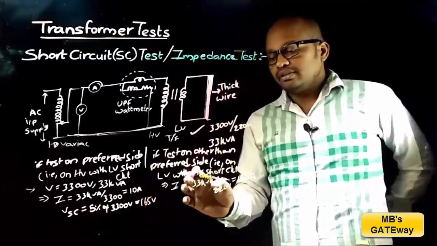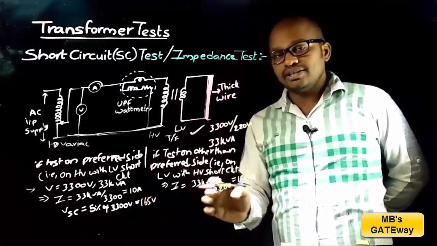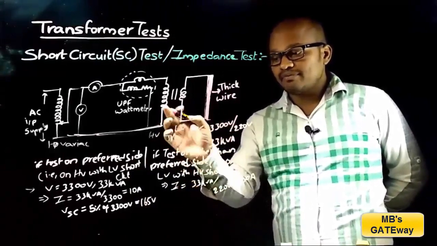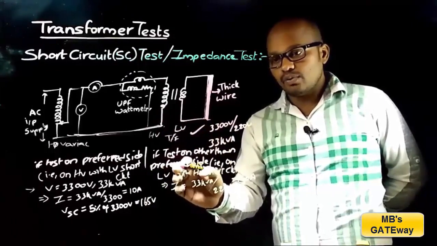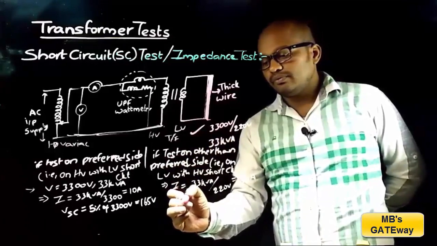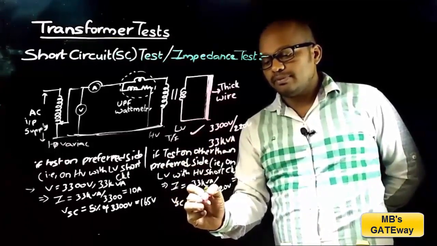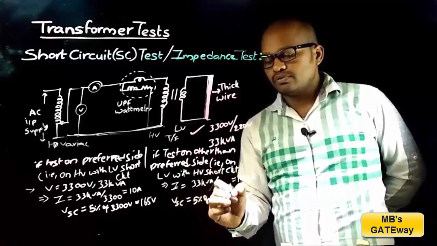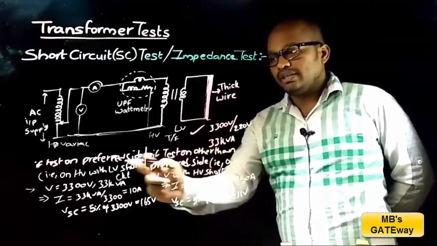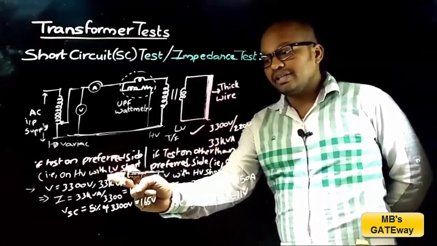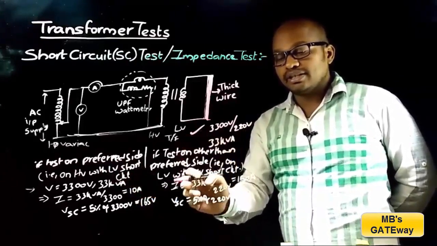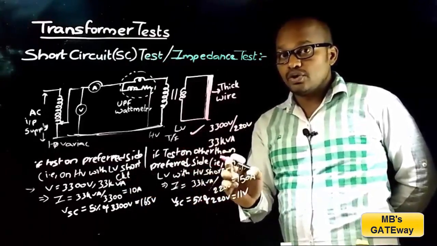And come to this case, here the rated current is 150 amperes, and this rated current is obtained at 4 to 5% of the rated voltage. And here as the test is performed on LV side, so the rated LV side voltage is 220 volts. So Vs is equal to 5% of 220 volts, which is equal to 11 volts. Now compare these two. If the test is performed on preferred side, the rated current to be applied is 10 amperes. Whereas if the test is performed on other than preferred side, the rated current to be applied is 150 amperes, which is not readily available.